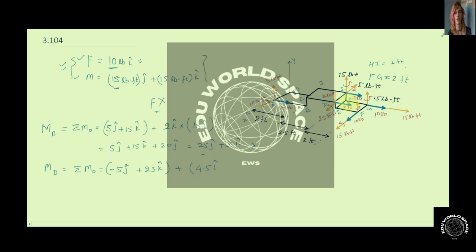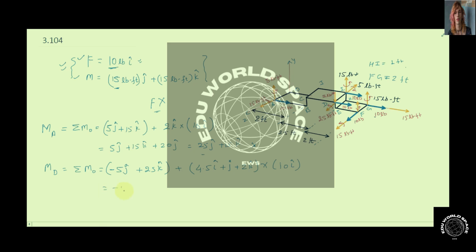Now this point is at a height of 1 foot, so it will be plus j cap, and in the k cap direction it is at a distance of 2 feet, so it will be plus 2 k cap. The force vector that is acting here at point D is 10 i cap. Now we can solve this.